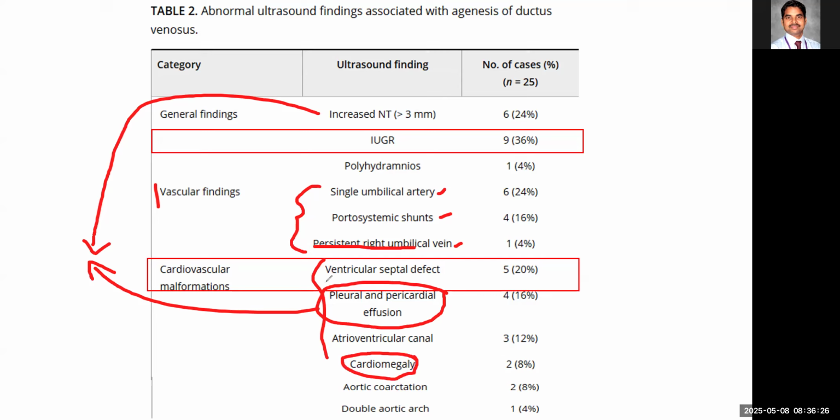But if you see ADV, of course, an echo, a thorough cardiac evaluation is indicated because of these associations. And we know that ADV itself is a component of trisomy, aneuploidy evaluation. So this is important. Why? Clinically, it's more important than just being an association.